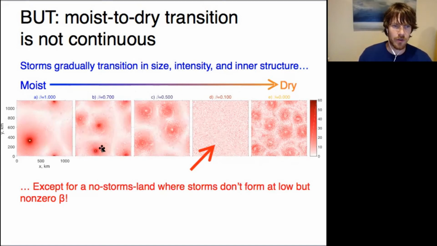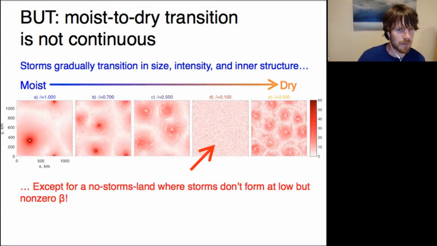So you see this sort of gradual weakening, decrease in size, and the hollowing out of the core eyewall as you go to beta equals 0.5. So already for a half wet storm, you have vortices that look quite similar to the moist case, though they still retain some characteristics of the dry case. But at beta equals 0.1, nothing forms at all. You just simulate rotating RCE and it stays disorganized as popcorn convection forever.